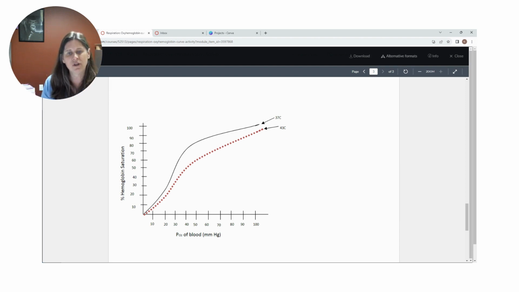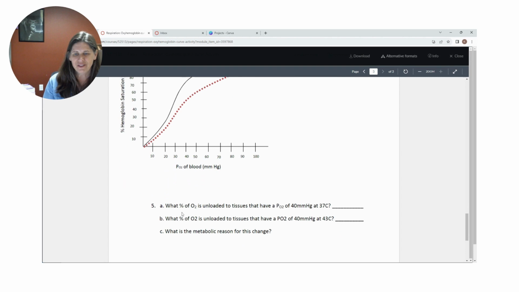So your body temperature is going to rise. That changes the curve, similar to what it did with acidity. So remember, proteins denature when temperature gets higher. So again, hemoglobin isn't totally denaturing, but it's loosening up, the beginnings of it, and it releases oxygen. Okay, so let's go to the questions. What percent of oxygen is unloaded to the tissues that have a partial pressure of 40 millimeters of mercury at 37 degrees?